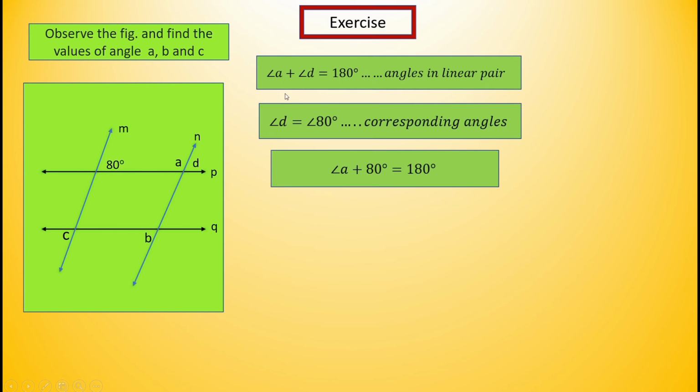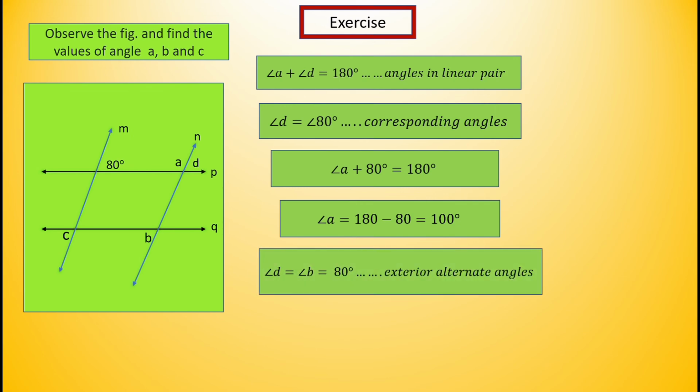80 degree. And from this we can write down the first equation as angle A plus 80 degree is equal to 180, and by subtracting the terms we can find out the measure of angle A is equal to 100 degree. So this is our first answer, angle A is equal to 100 degree.